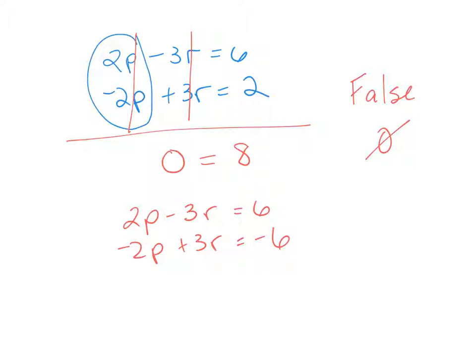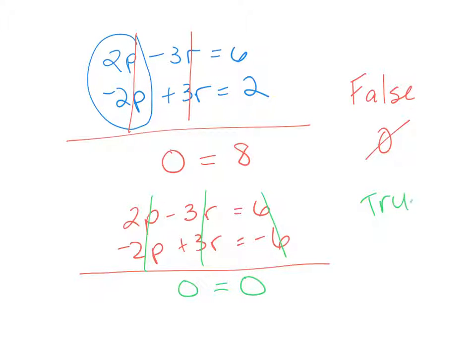So here the p's are opposite again, so we can just add the two together, and they bite the dust, that's 0, and they bite the dust, so 0 equals 0. So is that a true statement or a false statement? Does 0 equal 0? Yeah, that's true. So this one would be infinitely many solutions. So that means those two lines are the same line if you graph them on a graph.